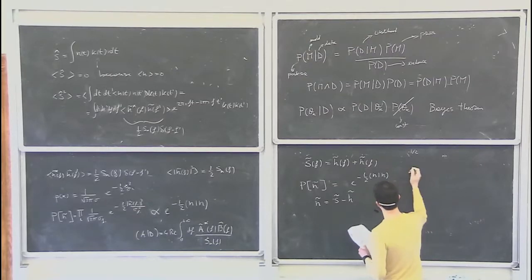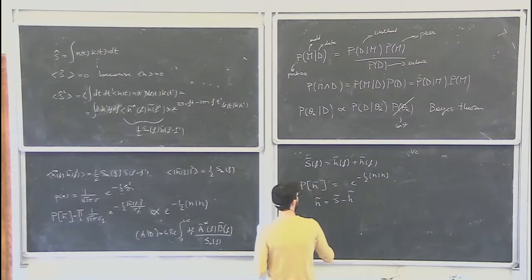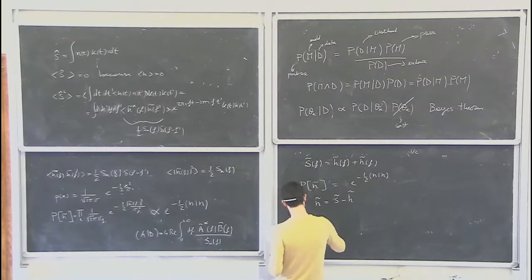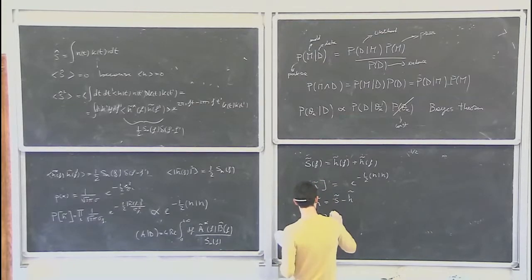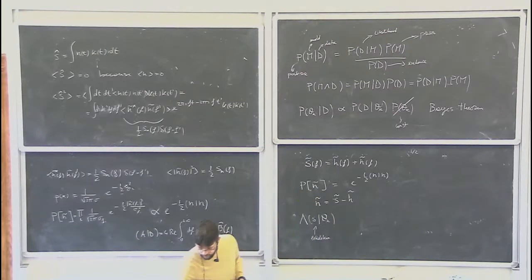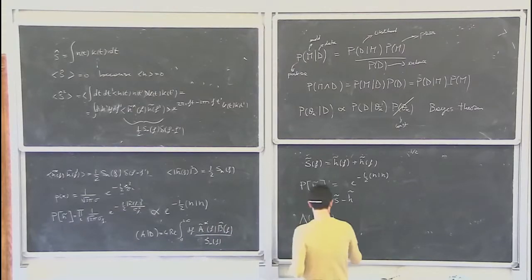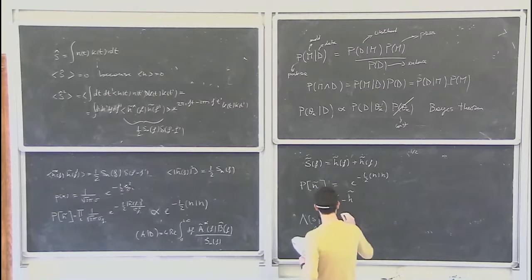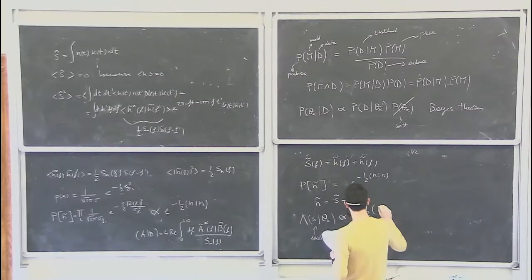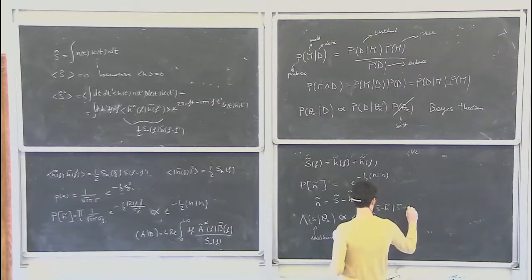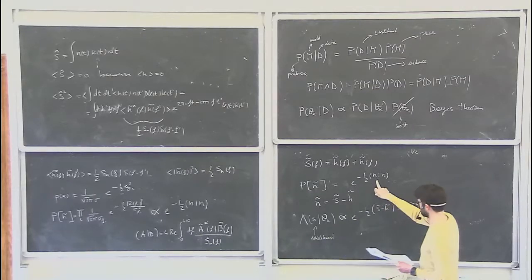So I get e to the minus, let me write on a different line. So if you want my likelihood, let me call the likelihood lambda of finding the data, so the signal given the parameters. So this is my likelihood. Likelihood is proportional to e to the minus 1/2 s minus h tilde, s minus h tilde, simply by replacing this in there.